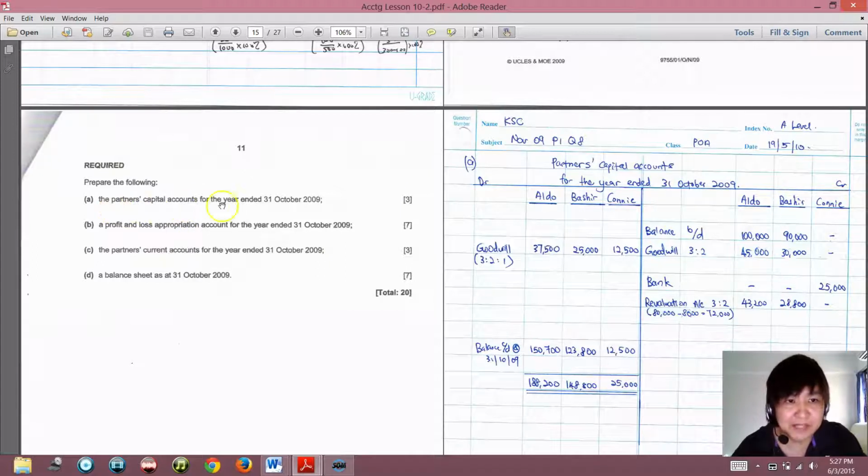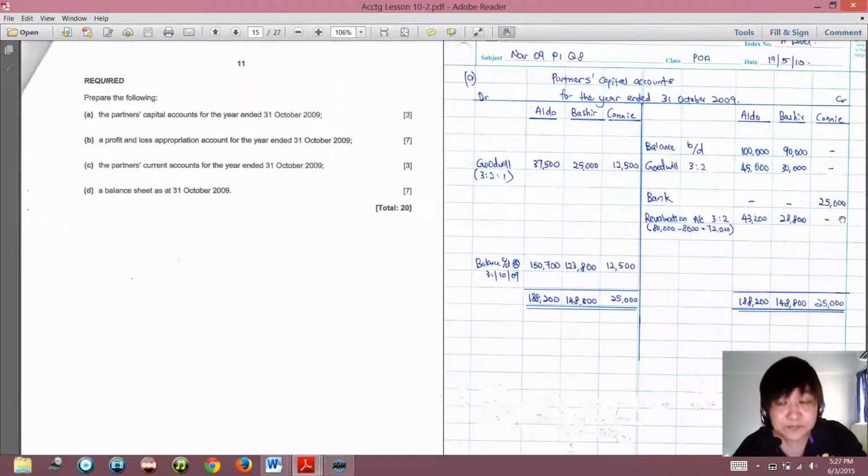So they said prepare a partners' capital account for the year ended 31 October 2009. So why don't you do it step by step? Prepare the structure first. So this is the partners' capital accounts for the year ended 31 October 2009. So draw the structure like this. There are 3 partners, Aldo, Bashir, Connie. You should put a dollar sign here, and then Aldo, Bashir, Connie, with dollar signs.